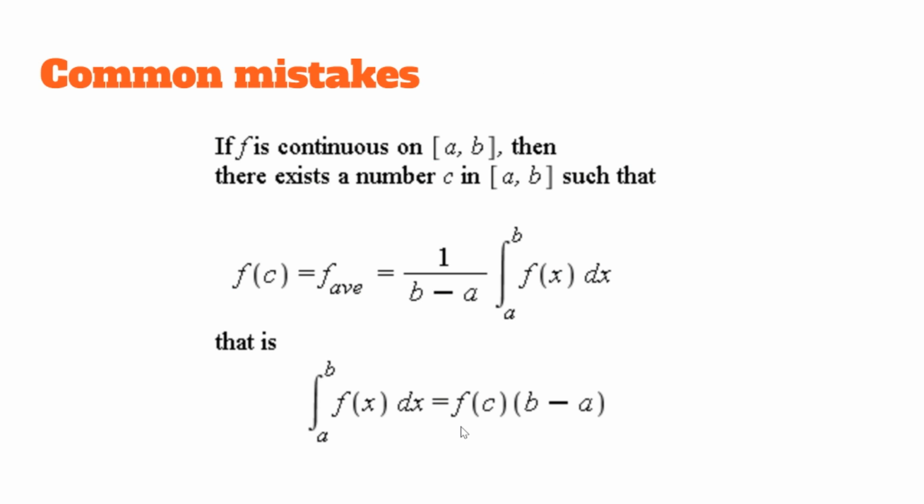So some common mistakes of the mean value theorem is that some students may subtract b from a, and that will be a problem because you'll get a negative number.